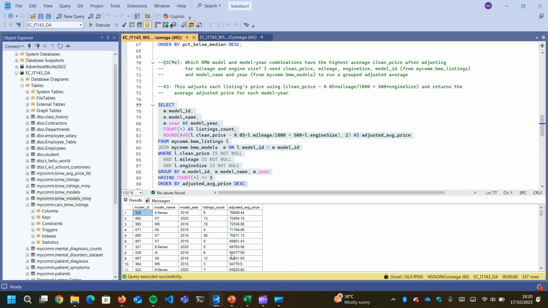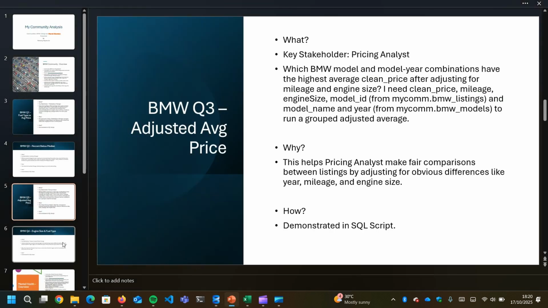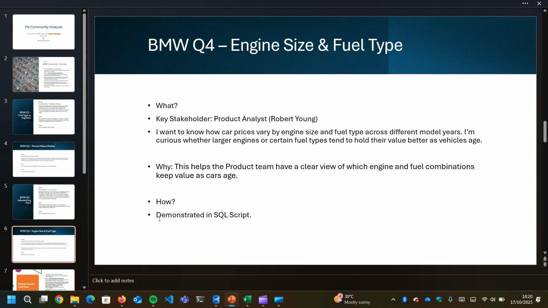So we're going to move over to the next question. This is question 3. Question 4. So the key stakeholder here is the product analyst. This was a question from my peer Robert Young.